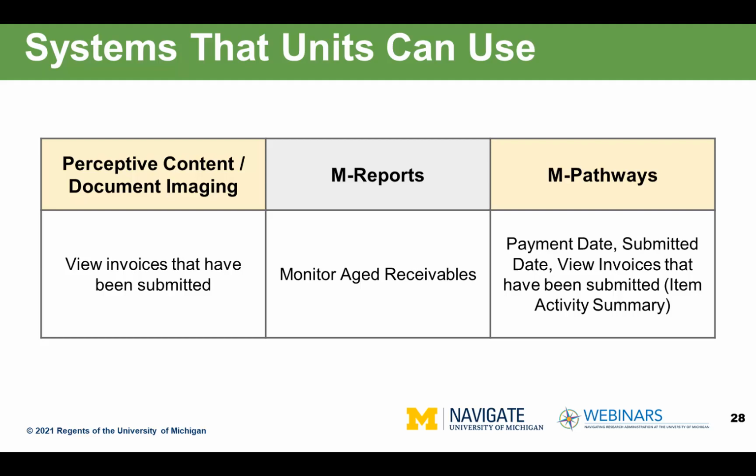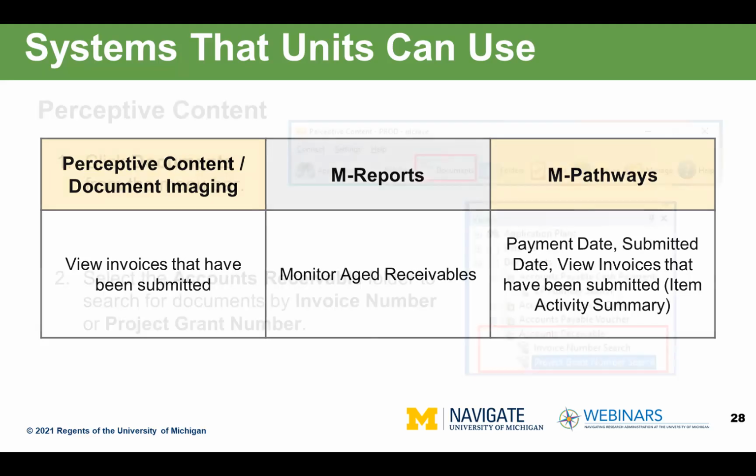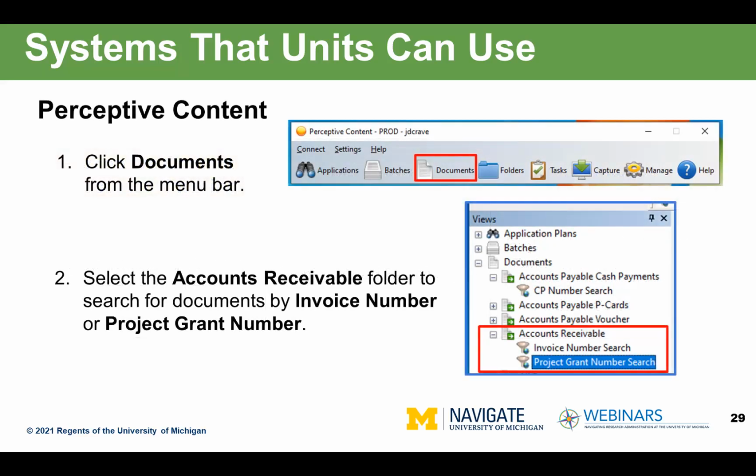So the first one is Perceptive Content. This is our document imaging system where you can see invoices. We have M Reports, which most of you should be familiar with. Here we can monitor the aged receivables and just see the total amount of revenue that is outstanding. And then we also have M Pathways, which has a bit more detailed information, and we'll go over some of the systems in there and what some of the information in there means, because it can be a little bit confusing. So Perceptive Content, like I said, is our document imaging system.